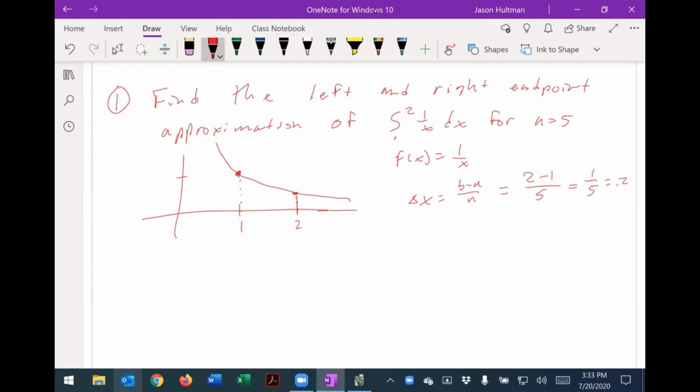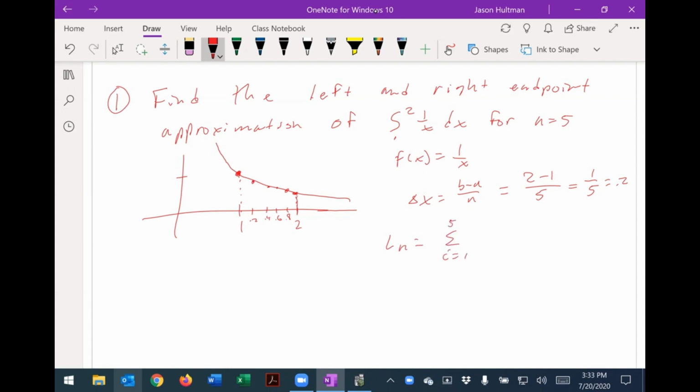Okay, so 0.2. So this is going to be 1.2, 1.4, 1.6, 1.8, and then 1. And that's what I'm going to use for my rectangles. So I want to find a right approximation and a left approximation. Let's do the left approximation first. That's the summation of i equals 1 to 5 in this case.